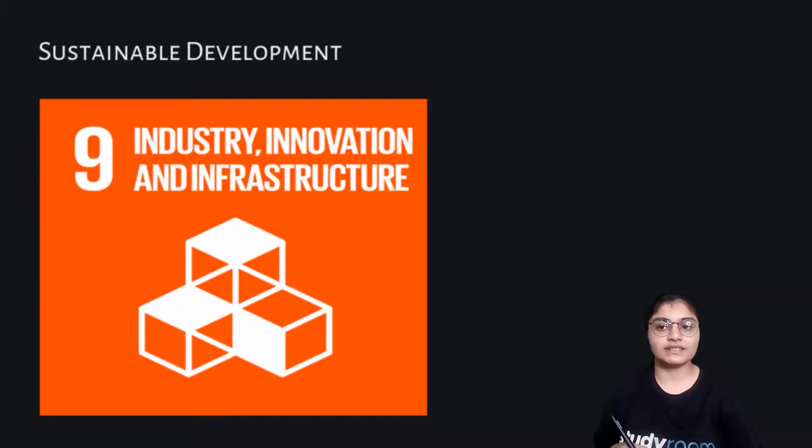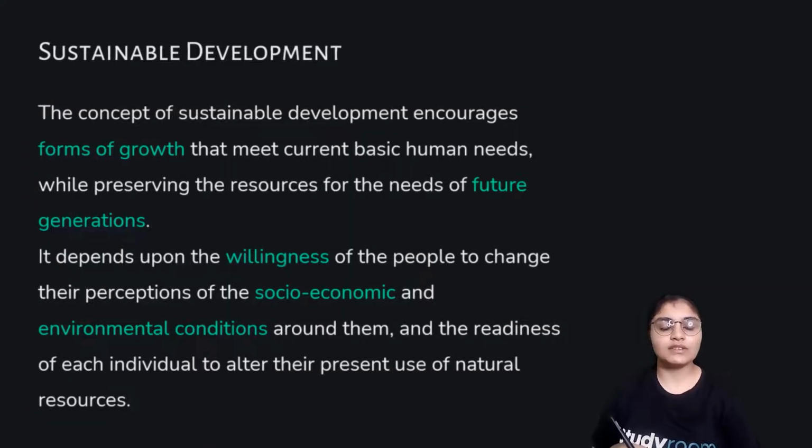So these were the 17 sustainable development goals that we have internationally recognized, and then we'll learn about the concept of sustainable development. The concept of sustainable development encourages forms of growth that meet current basic human needs while preserving the resources for the needs of future generations.